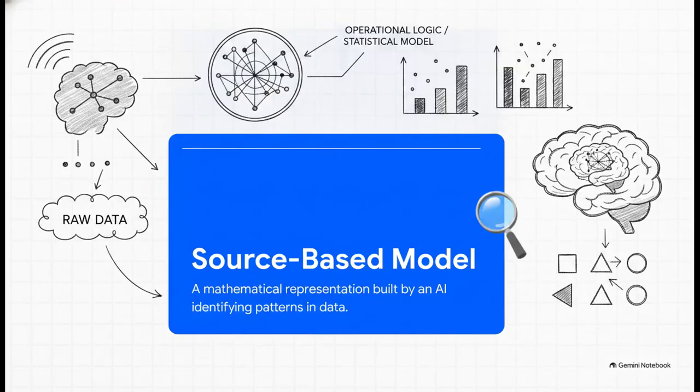And that brings us to what a source-based model actually is. When an AI system takes in raw data from its environment, it builds its own internal logic to make sense of it. It builds a statistical model based entirely on the source data it was fed. So it isn't explicitly programmed with rigid rules. Instead, it basically builds its own mathematical map of patterns to make decisions.